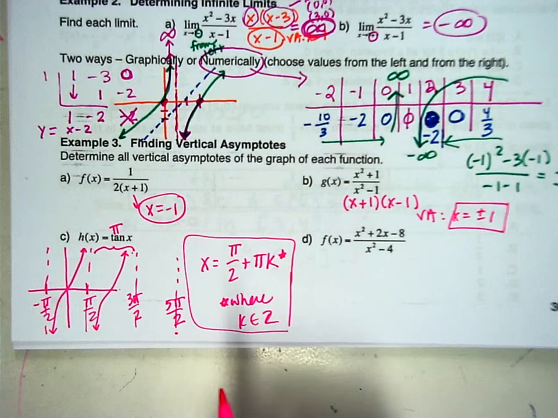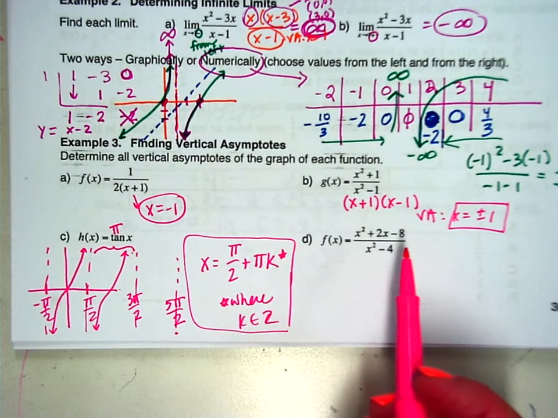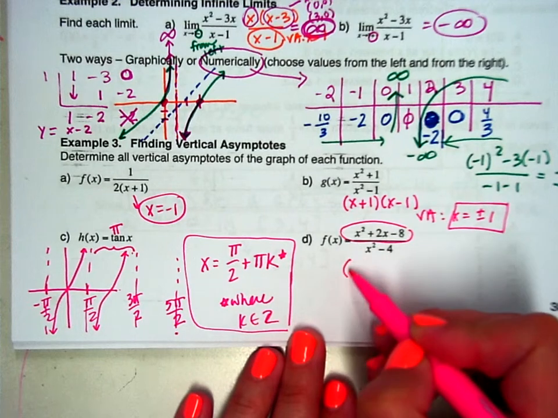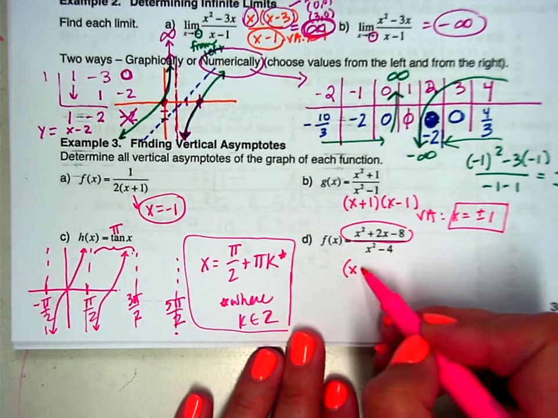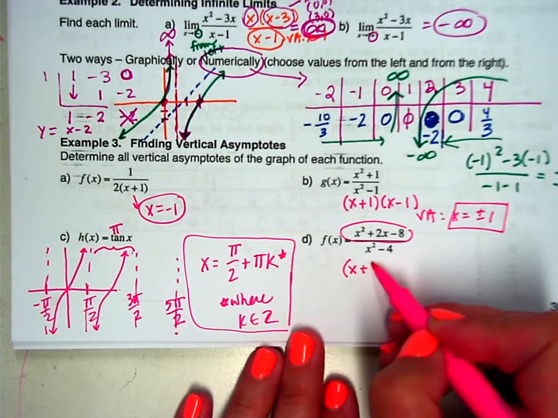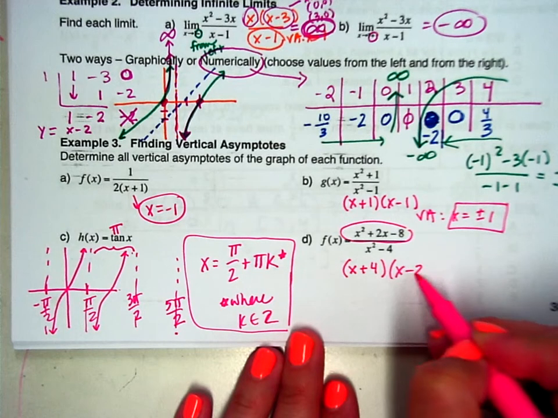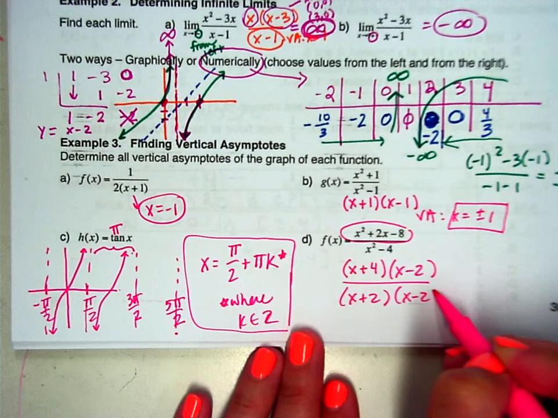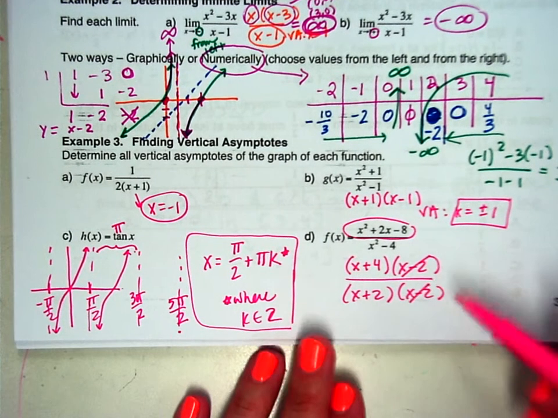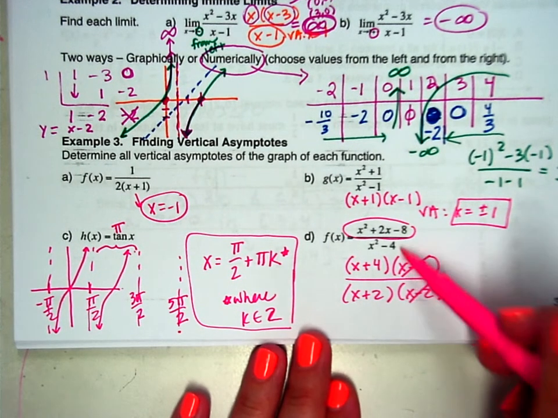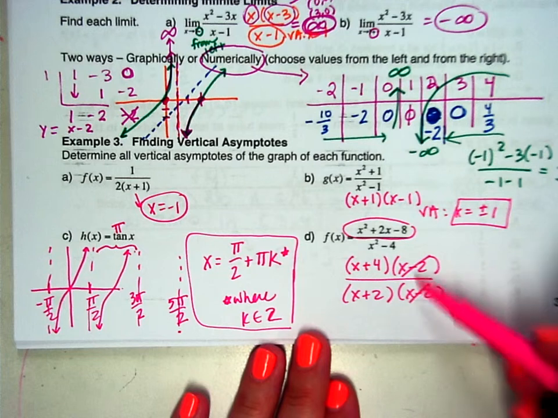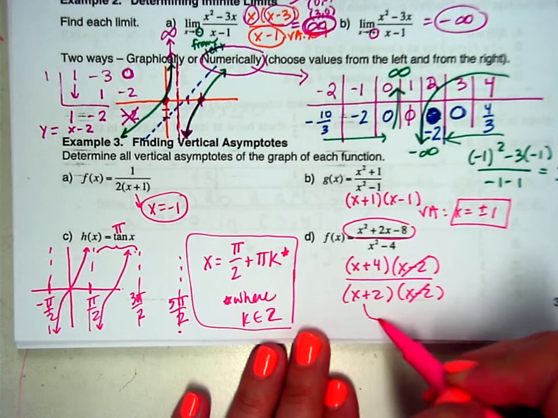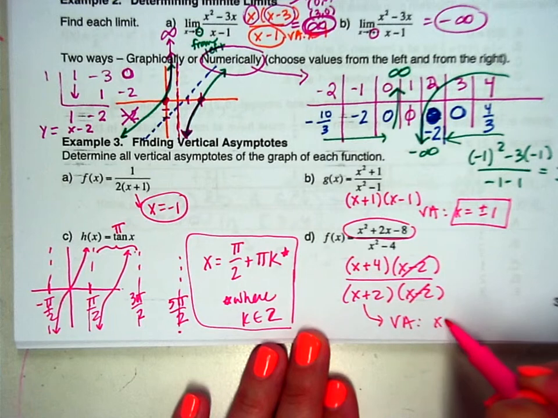All right, this last one, I kind of tricked some of you. You told me it was plus or minus 2. But if you factor, it's not. If I factor this numerator, what do I get? x plus 4 and x minus 2. Down here, I have x plus 2, x minus 2. So one of those x minus 2 becomes what? A hole. So it's not a vertical asymptote, and I only have a vertical asymptote at -2.